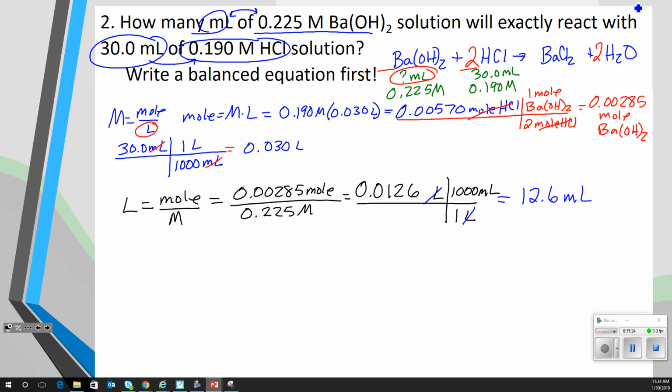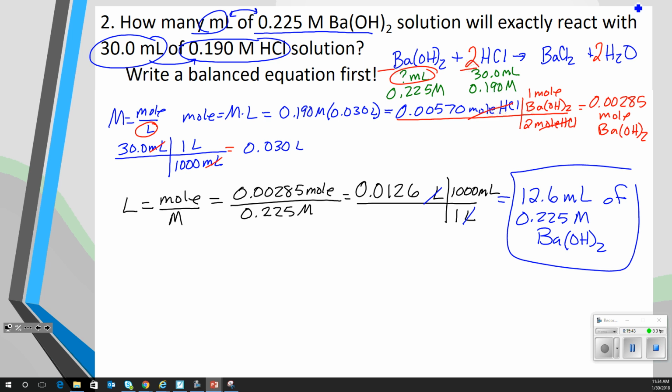How do I finish that? That's not quite finished. What do I say about it? Of 0.225 molar barium hydroxide.